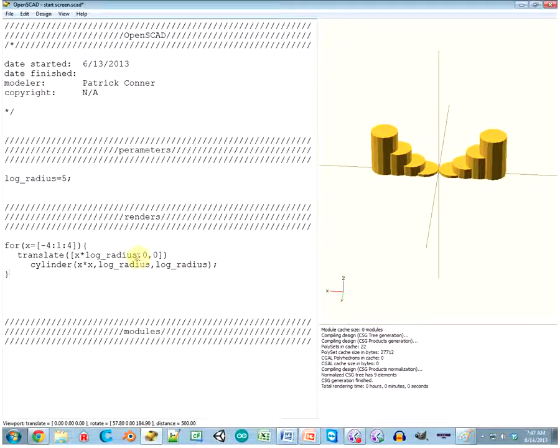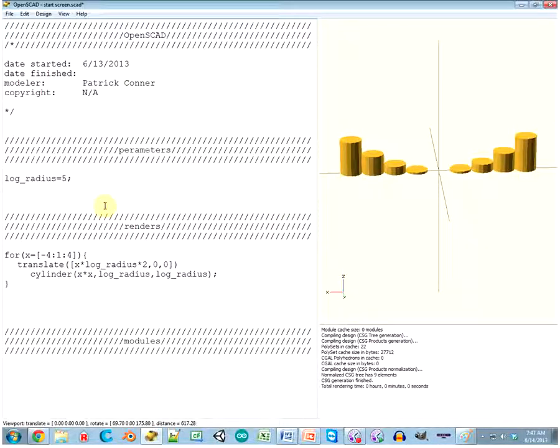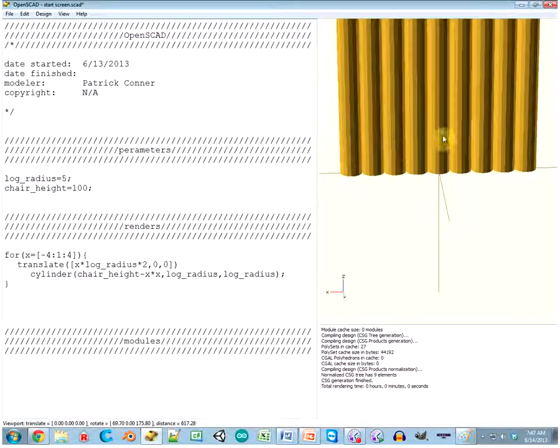I need to translate it over x times log radius times 2, because log radius is the radius, and we want diameter. What about if we just difference these from some longer cylinders? Let's do another variable. Chair height, 100. Why not? So then chair height minus x times x.